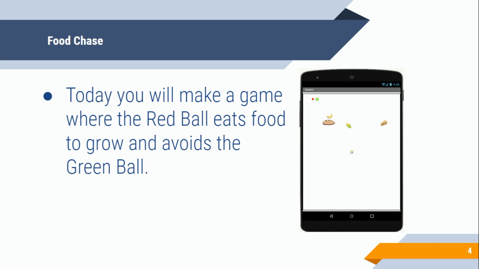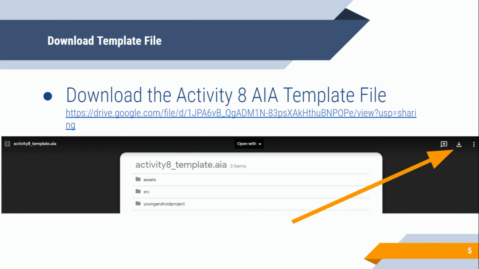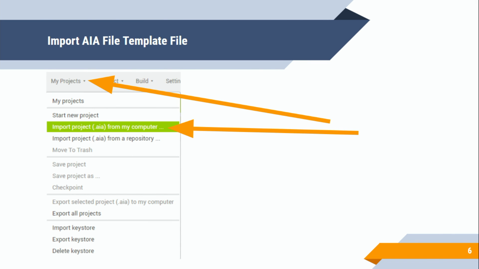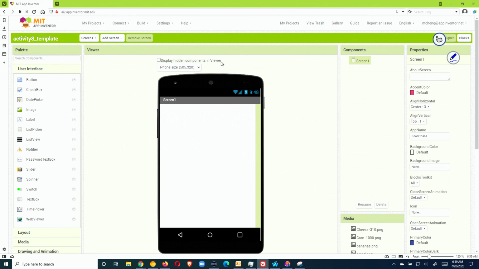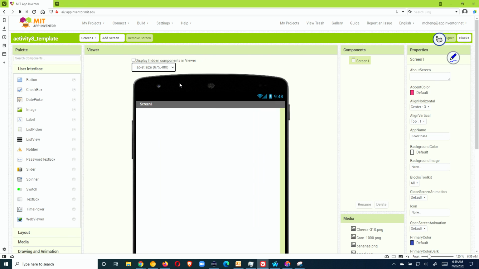Today you will make a game where the red ball eats food to grow and avoids the green ball. So first off, download the Activity 8 AI8 template file by clicking on the link, and then in the top right-hand corner click on the down arrow button. After that, go to MIT App Inventor's website and click on Import Project AIA file. Once you've done that, you should get a screen that looks like this. If you're using a tablet, go ahead and change that to tablet size.